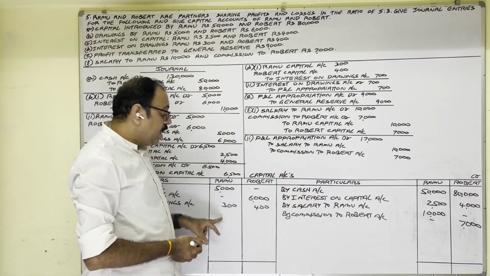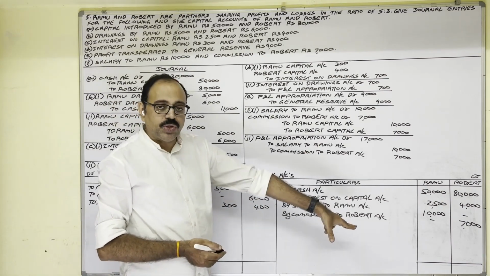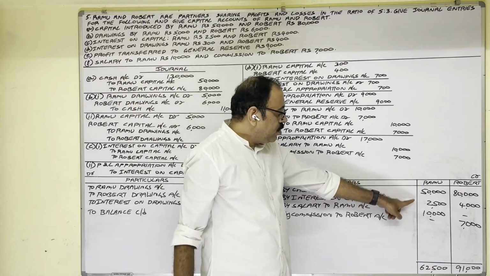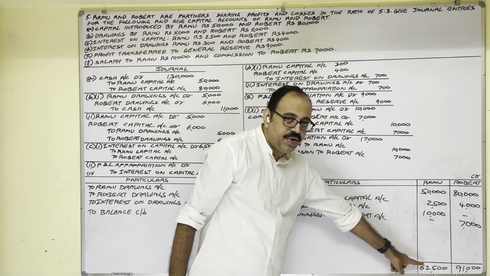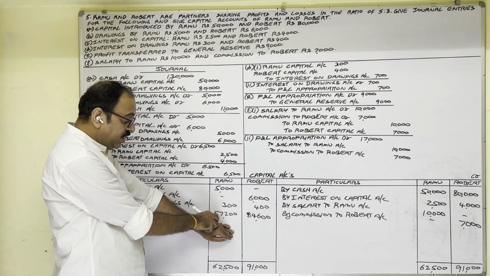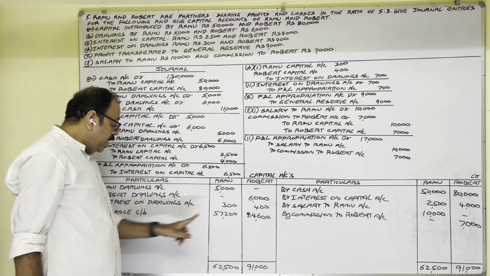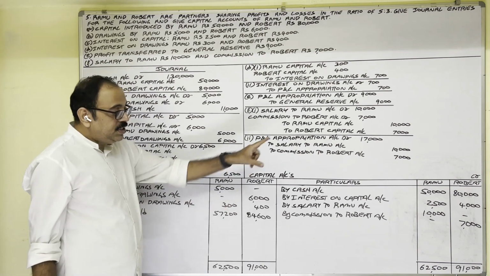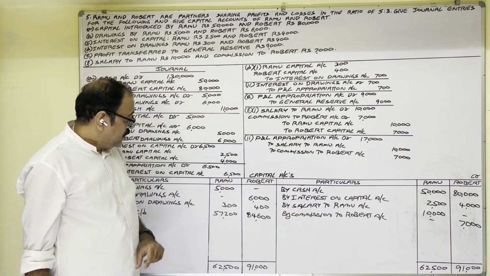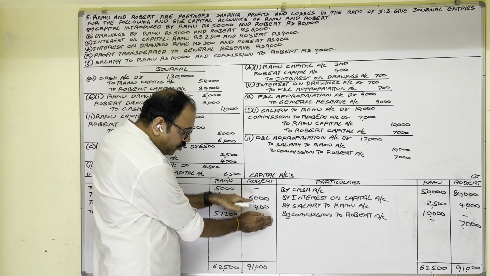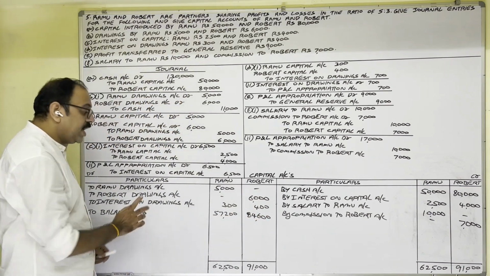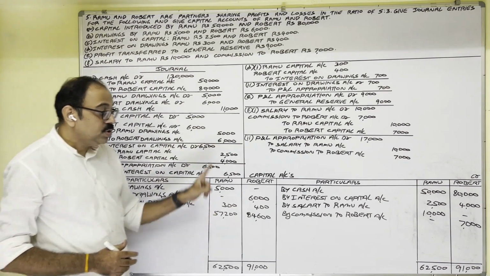Credit side total is more than debit side total. So first credit side total we should calculate, minus debit side total, becomes balance c/d. Ramu's capital account credit column total is 62,500 minus debit total 5,300 is equal to 57,200. For this, what to write? To balance c/d. Next, Robert's capital account credit column total is 91,000 rupees minus debit total 6,400 is equal to 84,600. For that also the same, balance c/d. With this, capital accounts are also completed.